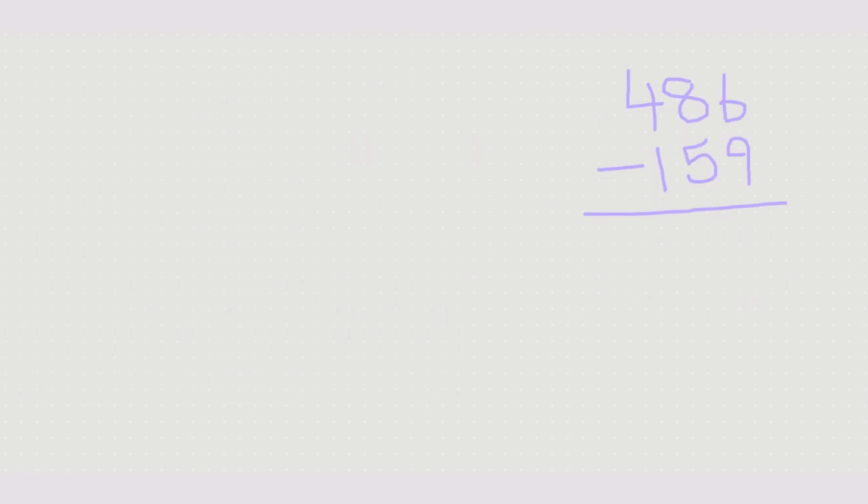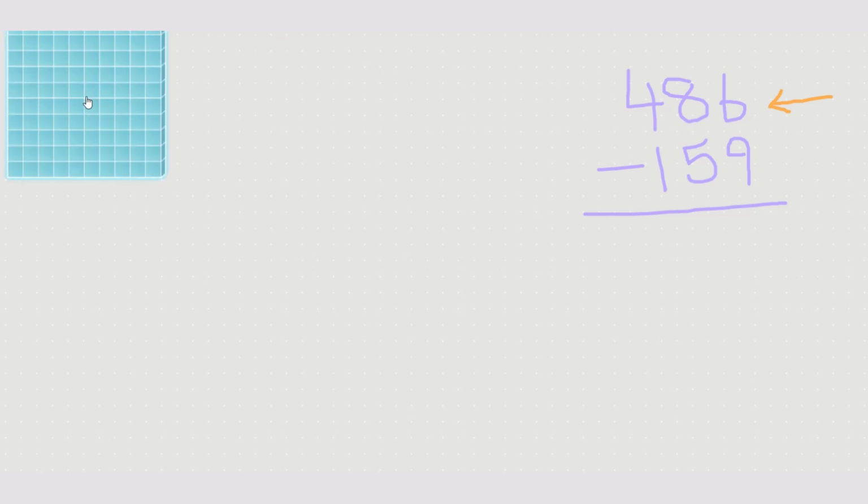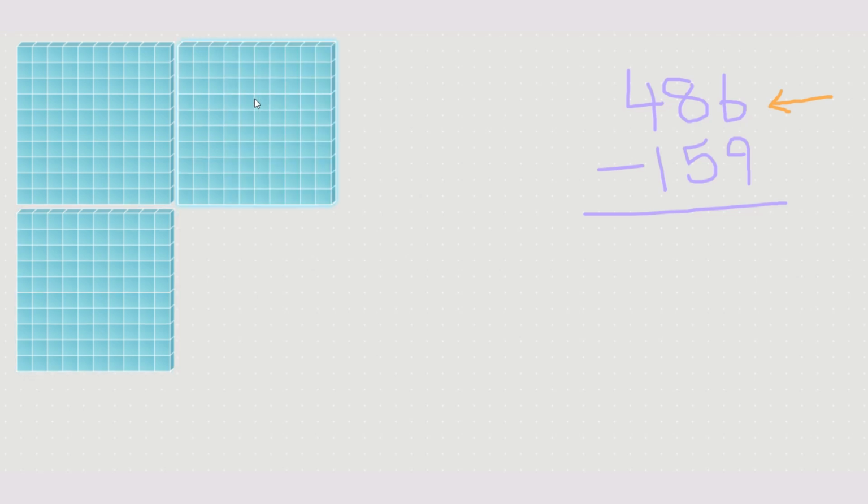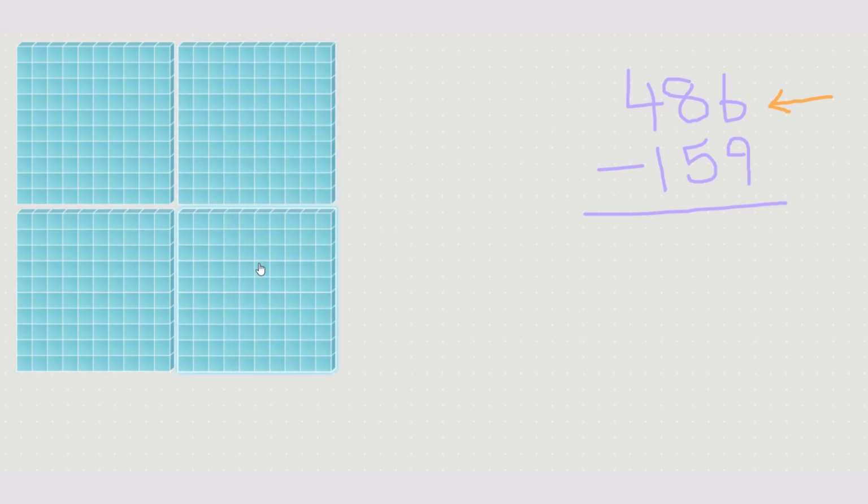Now let's look at 486 minus 159. I start with my number on top, 486, and I need to build that using base 10 blocks. There is a 4 in the hundreds place, so that tells me I need 4 100 flats. 1, 2, 3, 4. There is an 8 in the tens place. That tells me I need 8 tens sticks.